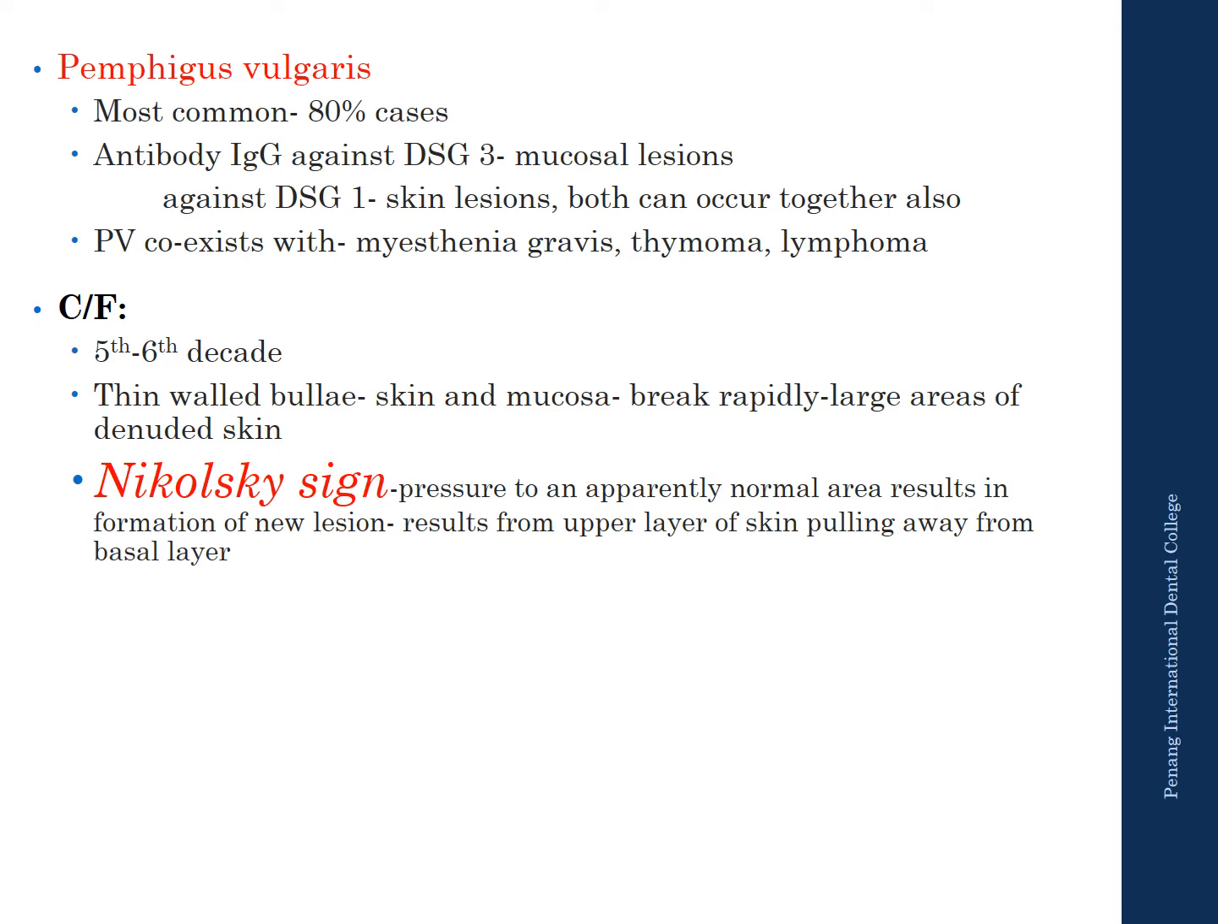Thin walled bullae are seen on the skin and the mucosa, which break rapidly into large areas of denuded skin. Nikolsky sign is positive. This is a very important clinical sign. Pressure, when applied to apparently normal skin, results in formation of a new lesion. This results from the upper layer of the skin pulling away from the basal layer, and it forms a new lesion, and this is called the Nikolsky sign.